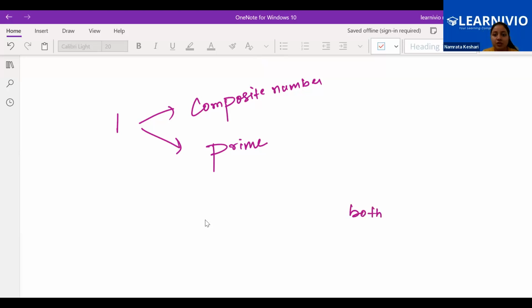Rest of the students, Aisha, Afnan, Galvin, Ziana, Maha: it's neither composite nor prime. Who said that? Maha. Okay, Maha, you said it is not composite, not prime. Yes, ma'am. Okay, Maha said neither composite nor prime.